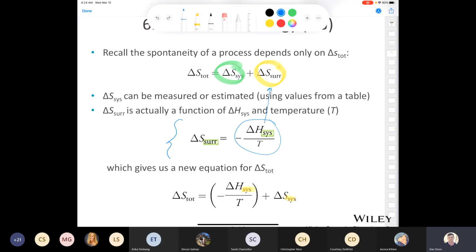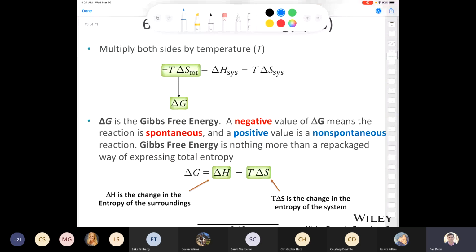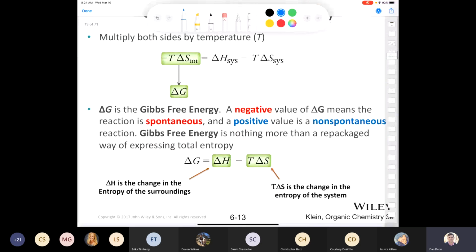So if I multiply this entire thing by negative T, you see that negative T is going to cancel out over here. And then we're going to end up with this equation right here. The negative T times the total entropy is equal to the delta H of the system minus T delta S of the system. And you guys probably remember from general chemistry that this here, negative T multiplied by the total entropy, is equal to Gibbs free energy, delta G.